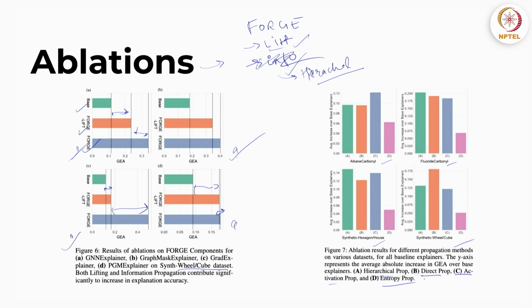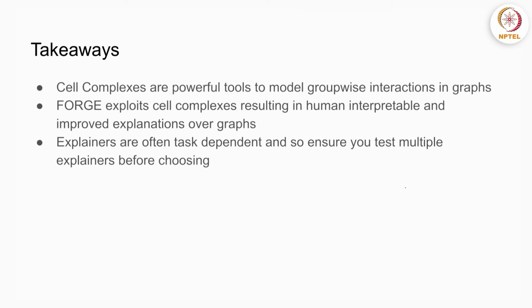For alkane carbonyl, activation prop is the best. For fluoride, hierarchical is the best. Same for hexagon house. But for wheel cube, direct propagation is the best. So what this tells us is that there is no best infoprop method to use, and it again depends on the data set and the hyperparameter tuning.